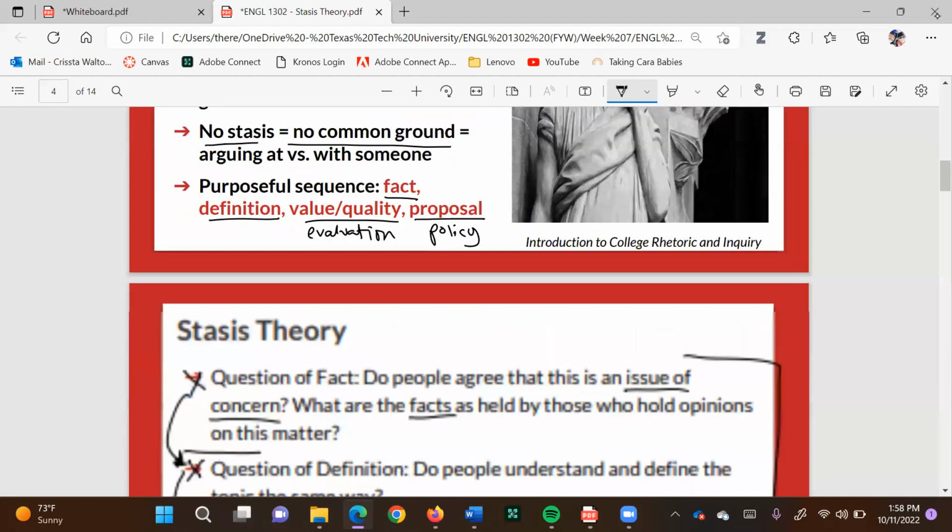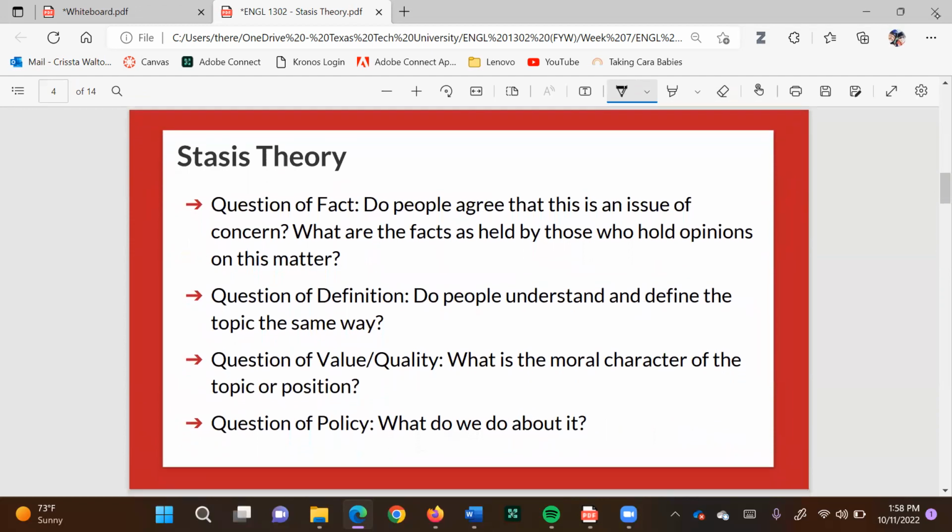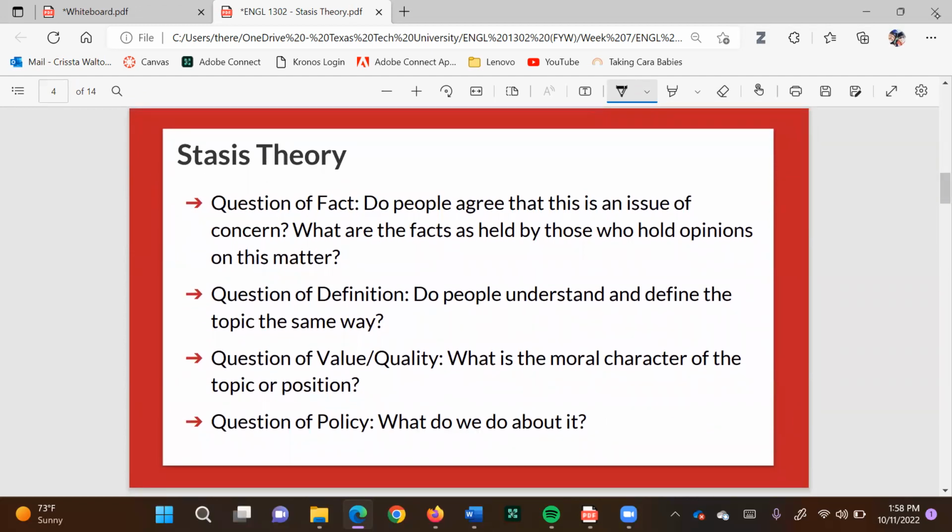And so what we are going to be doing is determining where your 5 stakeholders agree and disagree about your issue. What this looks like, if you want to take a screenshot of this screen here, these are some good questions to ask whenever you're looking at each stakeholder. When you're looking at a stakeholder on the level of fact, do they agree that this is an issue of concern? Is it something we should care about? Is it something that matters? And then what are the facts held by those who hold opinions on this matter? All right, so this is going to be, what are the facts that are used?